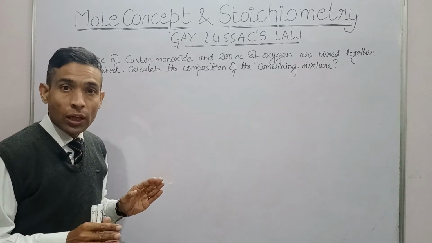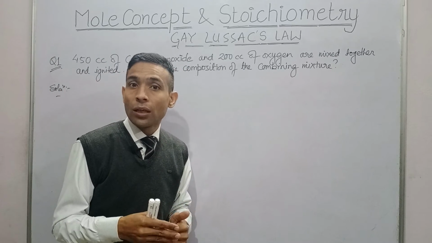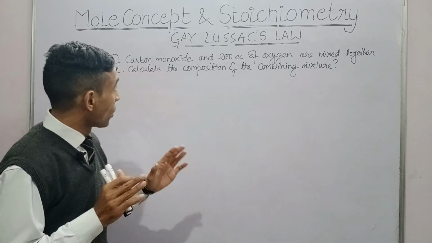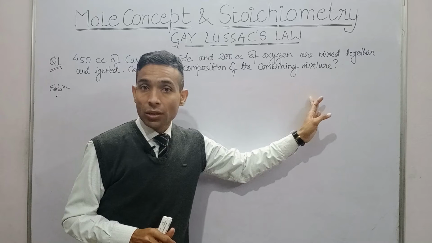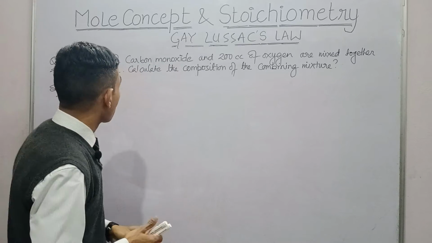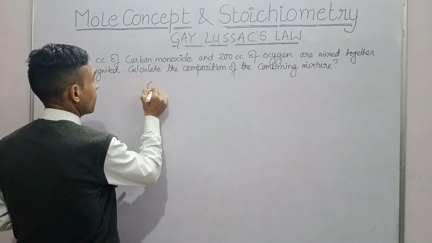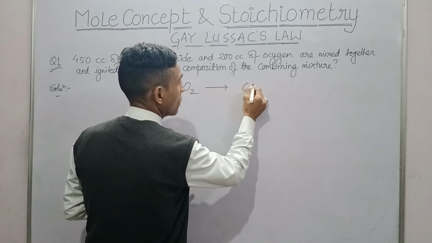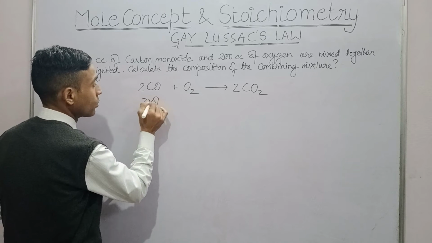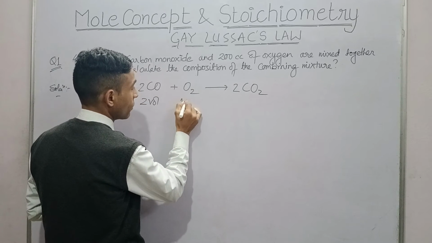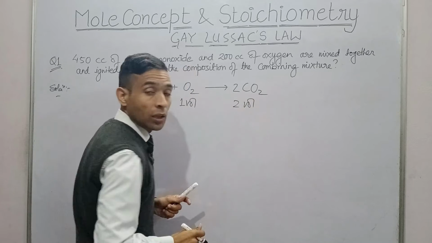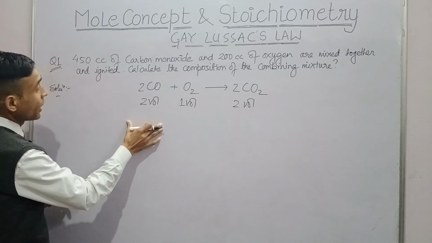So you should know that if carbon monoxide reacts with oxygen, the product will be carbon dioxide. Now here we have to find out the composition of the resulting mixture. It means what is left and what is formed. Let's first write the chemical reaction. Let's balance this. So here, 2 volumes of carbon monoxide react with 1 volume of oxygen to give 2 volumes of carbon dioxide.